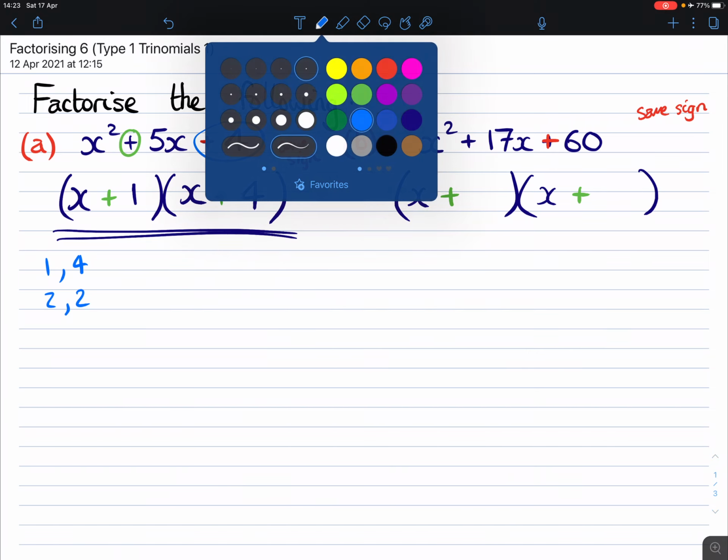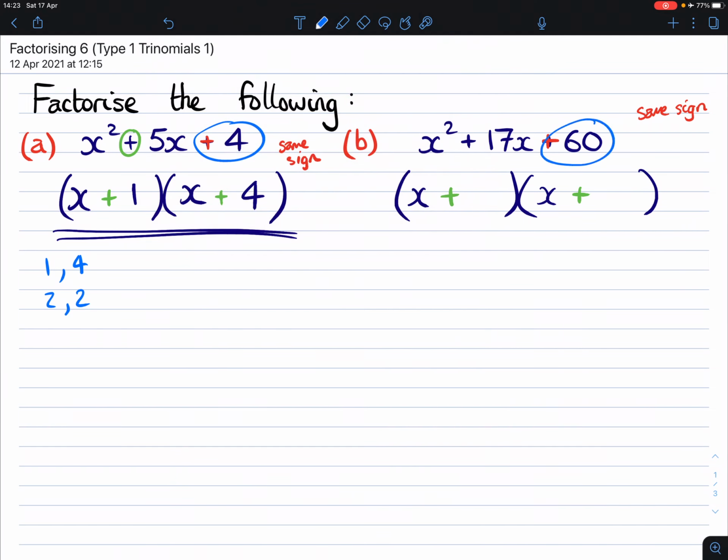And then looking at the factors of 60, we have 1 and 60, 2 and 30, 3 and 20, 4 and 15, 5 and 12, 6 and 10. If we try 7, 8 and 9, none of those work, and then the next one would be 10, which is at the bottom of the list. So we know we have all of the pairs of factors there.